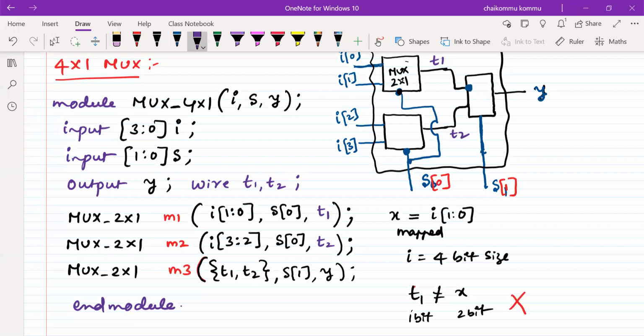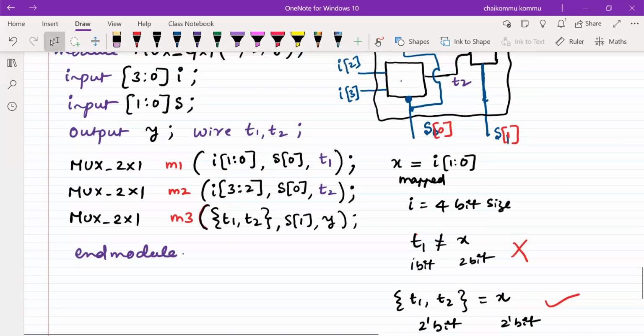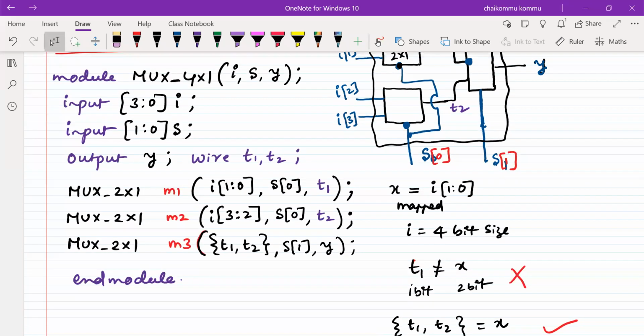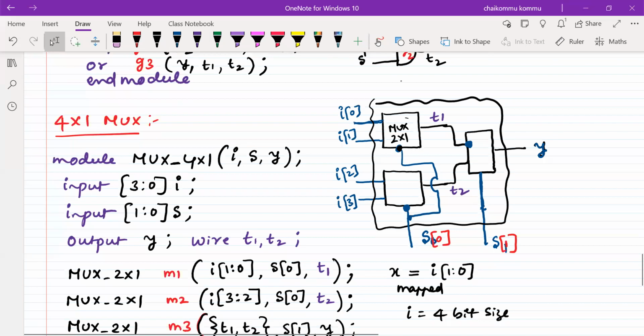But here there is no need to write the concatenation operation. For the M3 module, no need to write the concatenation operation. Directly we can write T itself. So that is what we have to remember. This is how we need to write the structural modeling for this. These two basics that you should know carefully are more than sufficient to write any system having different components. So with this we have come to the end of the session.